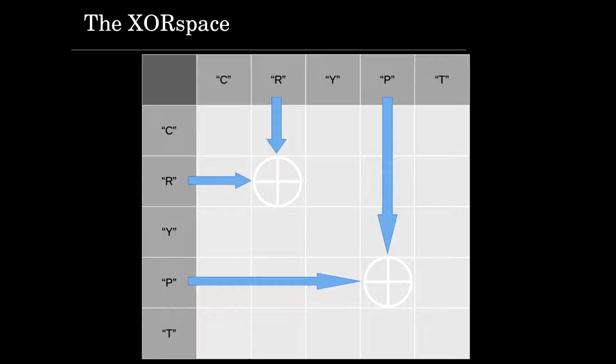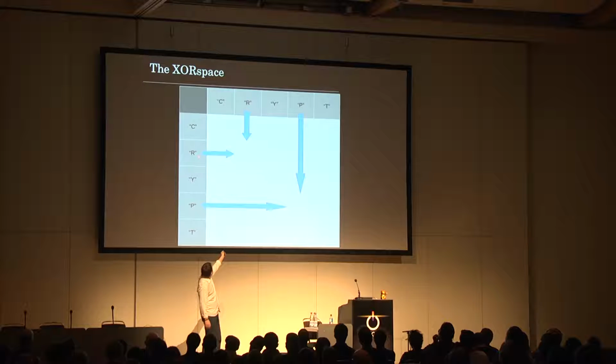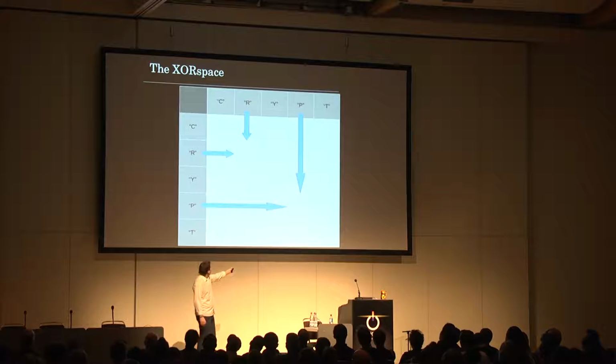Basically, if we take every byte from our original input and XOR it with every other byte, we're going to get this space, where again, every byte is XORed with every other byte. As you can see, for example, this square will be the result of XORing the R with the R, and it's going to be a null byte, because a thing XORed with itself is a null byte. And every square, every tile in this space is going to be basically the XOR of the character from its column and the character from its row.